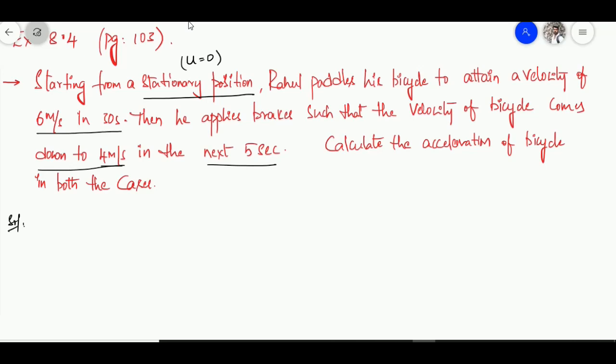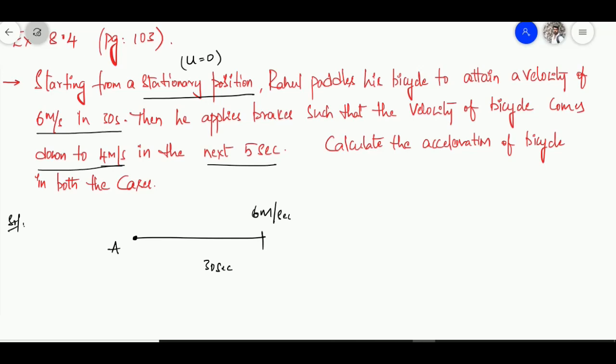If you are not so good at understanding the problem, the only basic rule is to try to make a simple diagram. Here is the initial starting position. Let's simply call this A. So for the first 30 seconds, after these 30 seconds, when he checks his velocity, it was 6 meters per second.